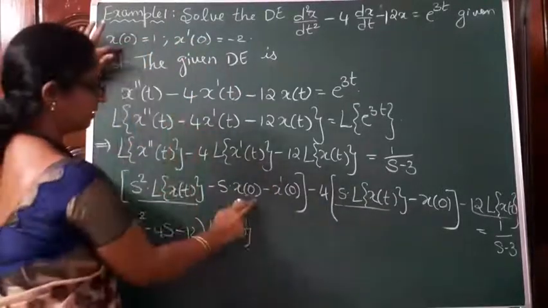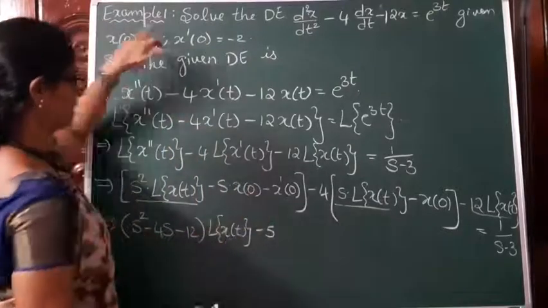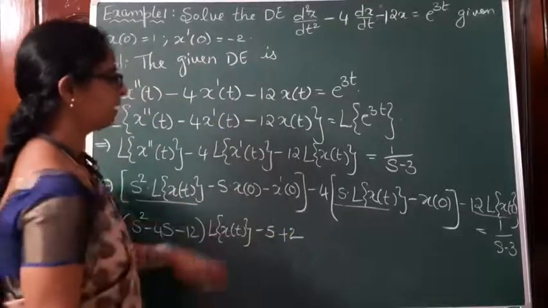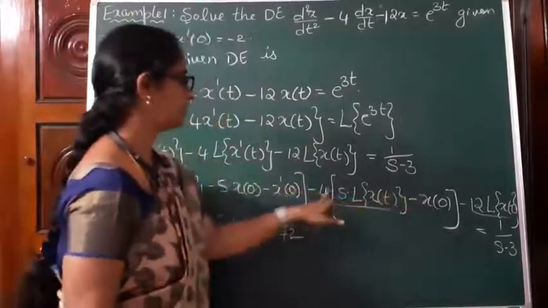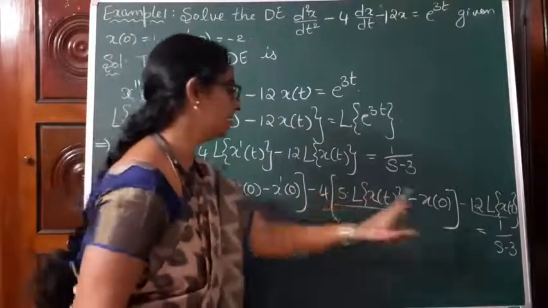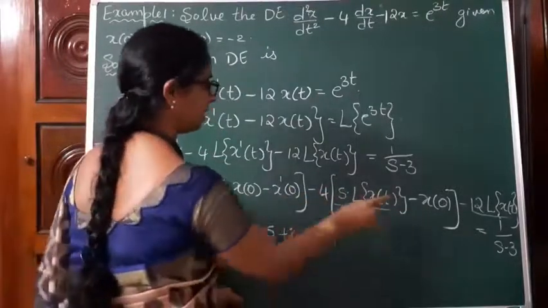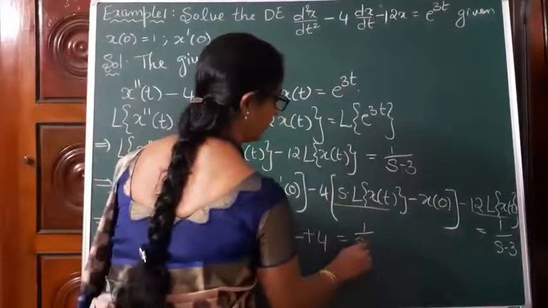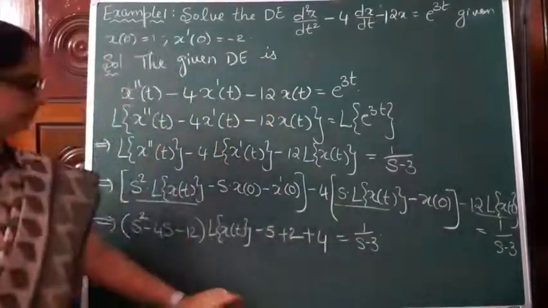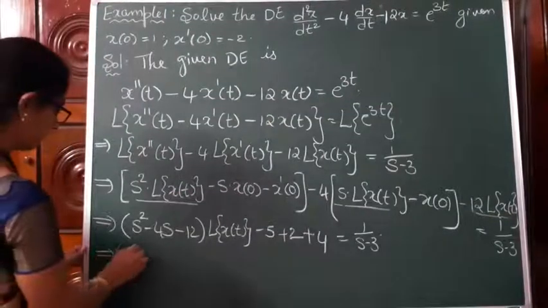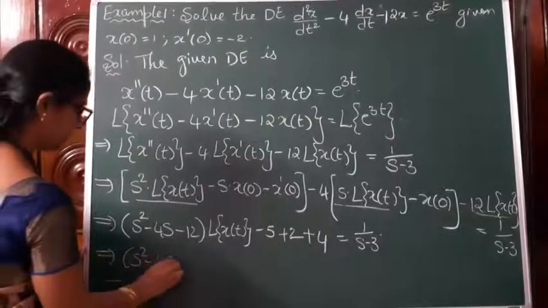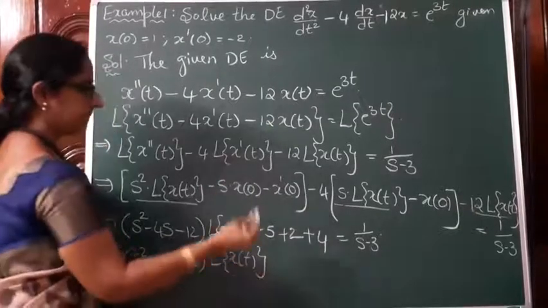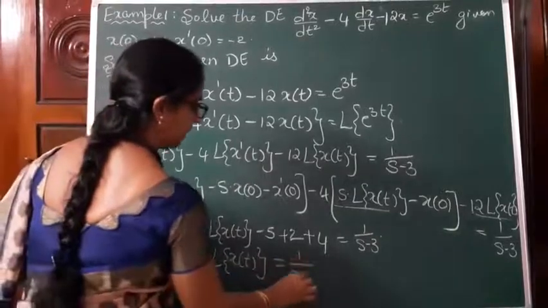X of 0 is given as 1, so this is minus s. Minus x dash of 0, where x dash of 0 is minus 2, gives plus 2. Minus 4 into minus x of 0, which is 1, so minus 4 into minus 1 is plus 4. Anyhow we have written this term here, so we are left with only the RHS, 1 by s minus 3. Now see here, s square minus 4s minus 12 into L of x of t is equal to 1 by s minus 3.